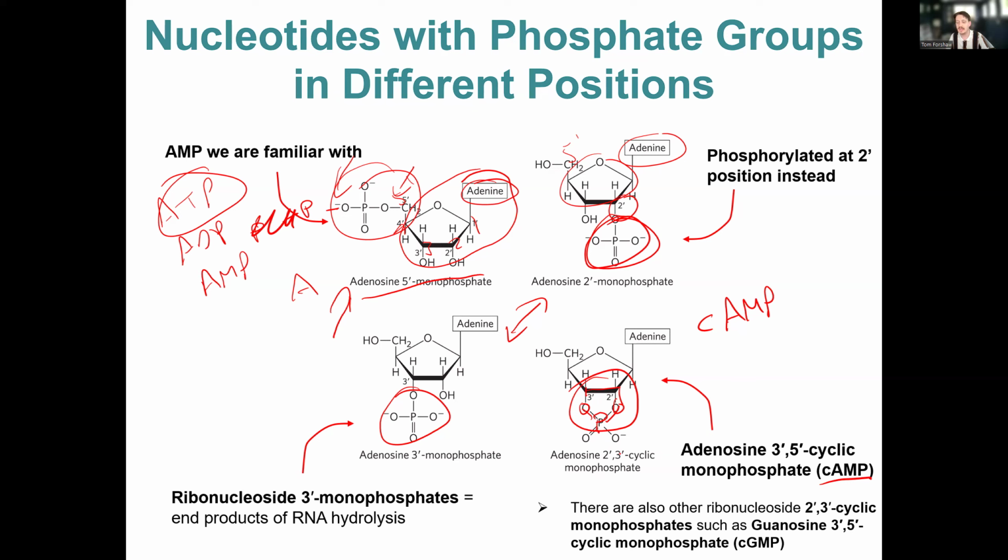And this is a signaler. This is linked to receptors on the cell and is released and increases in the cell in order to signal when the cell was stimulated by an external signal. You can also have cyclic GMP, which instead of an adenine base has a guanine base. So these nucleotides are not just for genetic material. They could be for energy. They could be for signaling, and often that's to do with the positioning or the number of the phosphates.